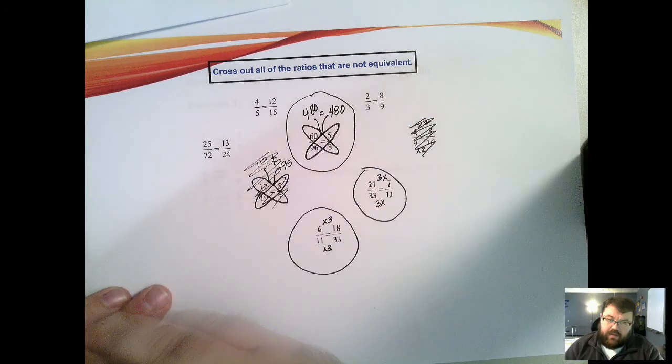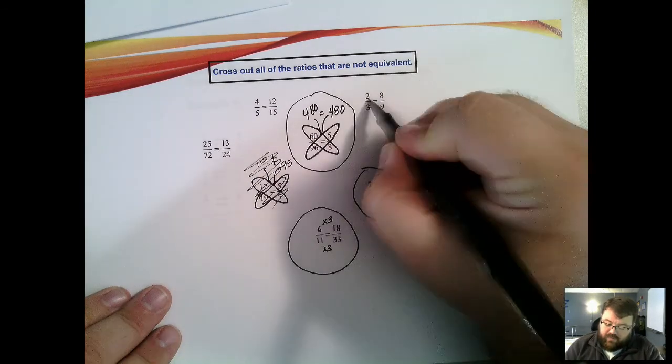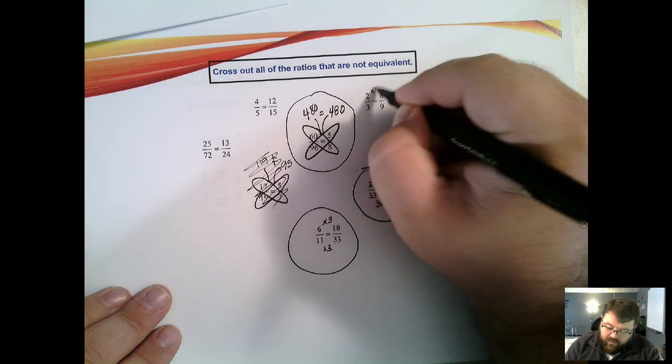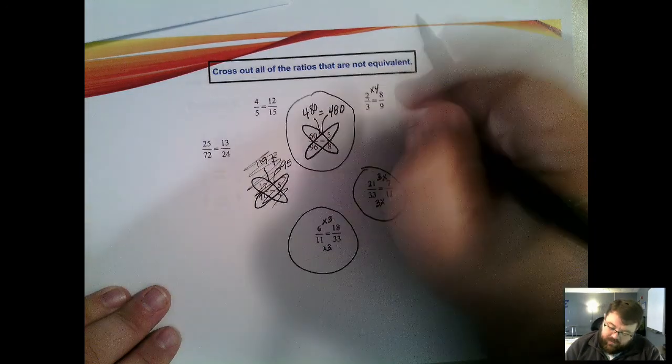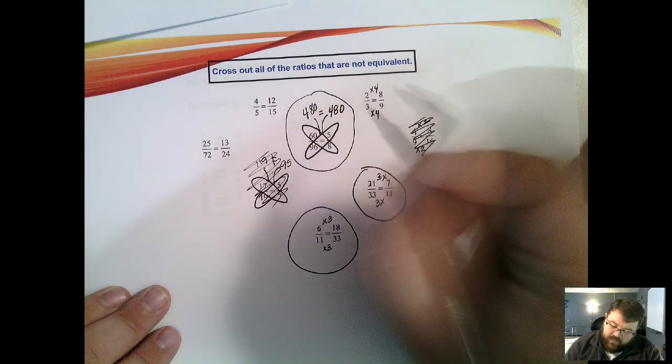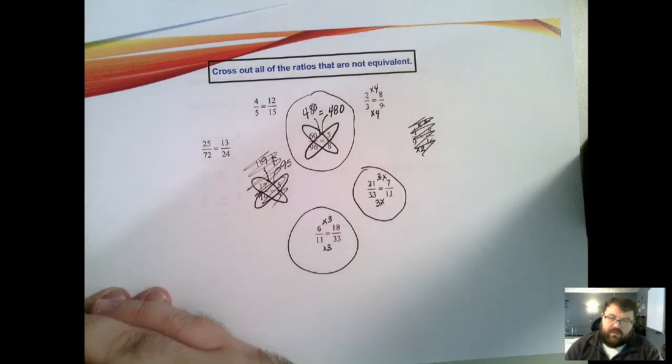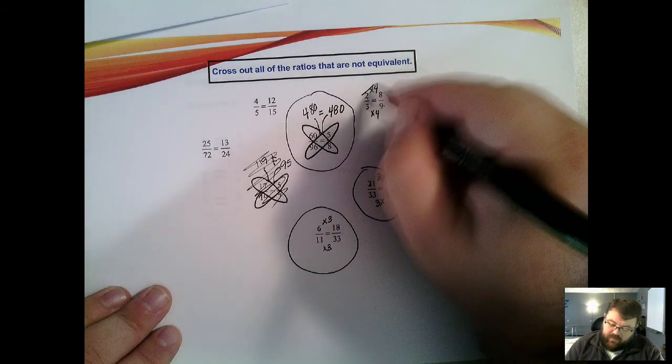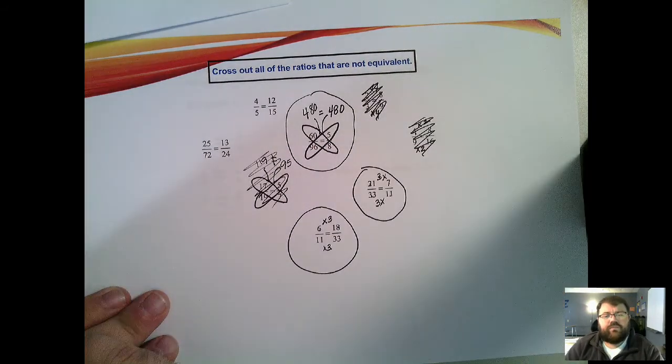2 times 8. No, I'm sorry. What times 2 gives me 8? 2 times 4 gives me 8. Come to your denominator. Multiply it by 4. Is 3 times 4 9? No, it's not. So we know that this is not proportional.